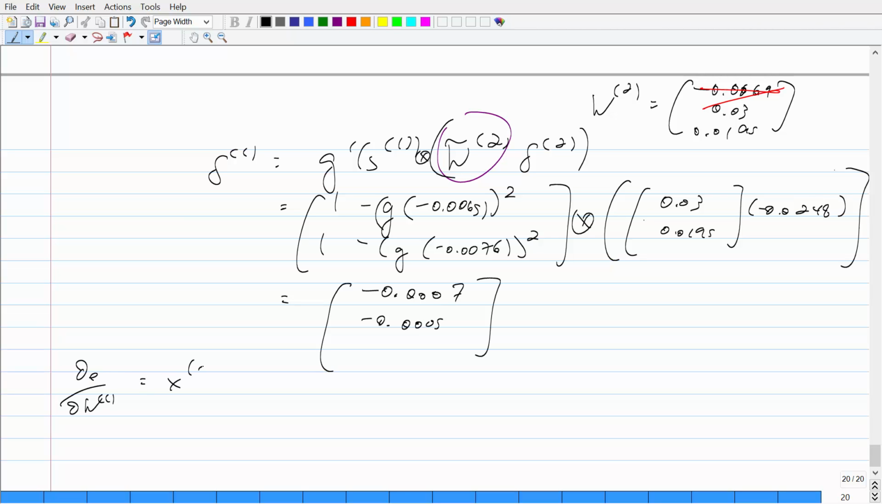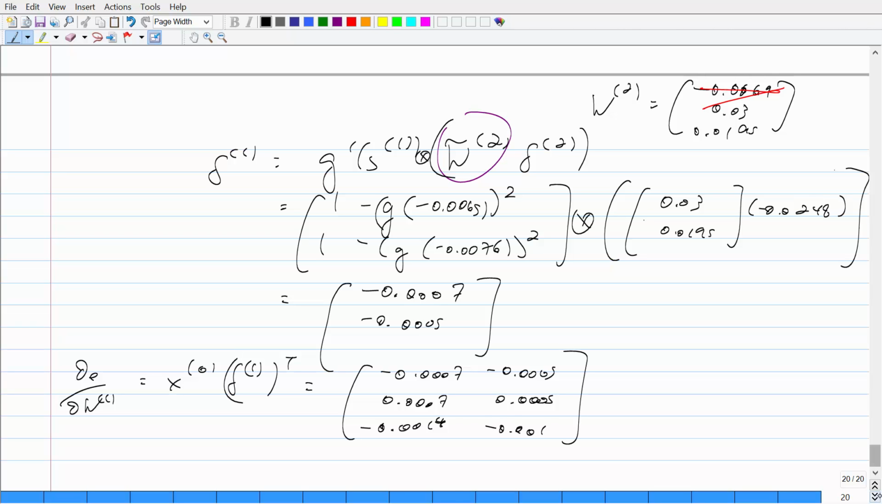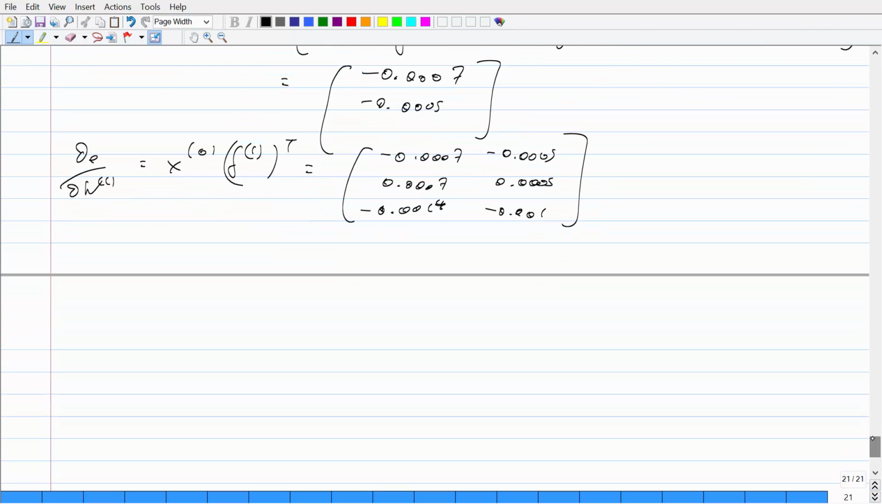Okay, I'm just going to speed up the computation here. I'll let you guys verify this yourself. So when you do this, we get minus 0.0007, minus 0.0005, and we get 0.0007, 0.0005, and minus 0.0014, and minus 0.001. Okay, I'm just going to write down the final answers for you, and then we'll take a break. Because I'm pretty sure you're probably sick to death of these calculations by now. Let's get on to something a little different.